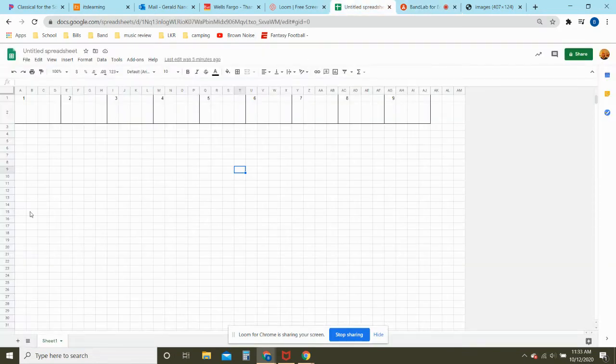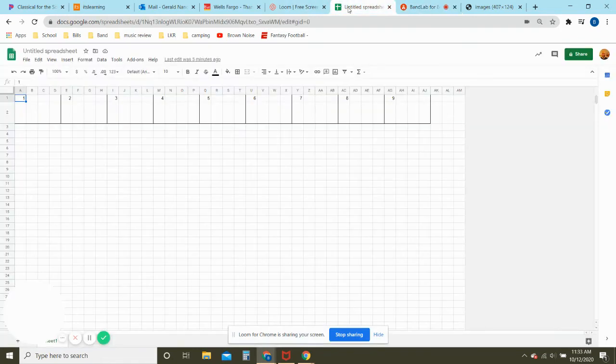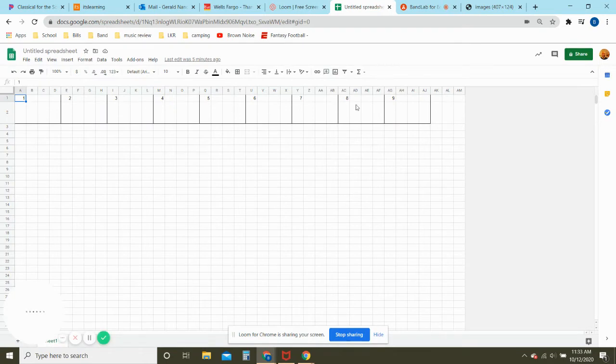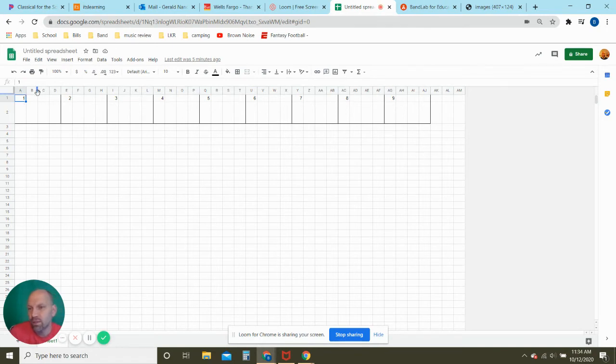Okay, let's go to a spreadsheet to show that. So for example, we have the 1, just like the 1 on Bandlab. And then we have the space 1, 2, 3, 4. If we come over here, 1, 2, 3, 4. So this is just a representation of this. Okay, maybe a little easier to see. Now, like I said a minute ago, most of our songs are in 4/4. So these are our measure numbers up here.